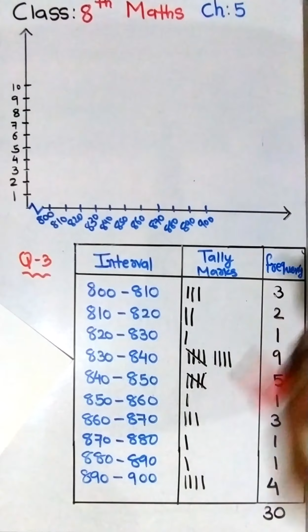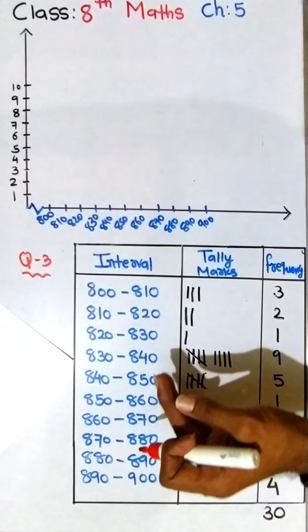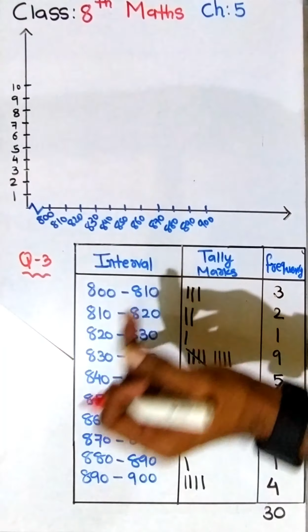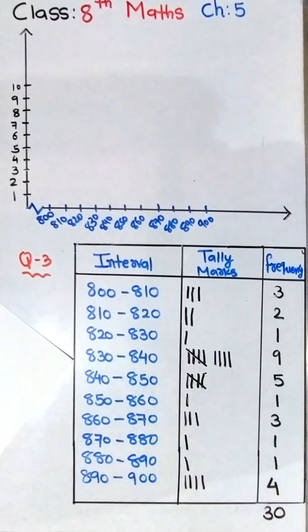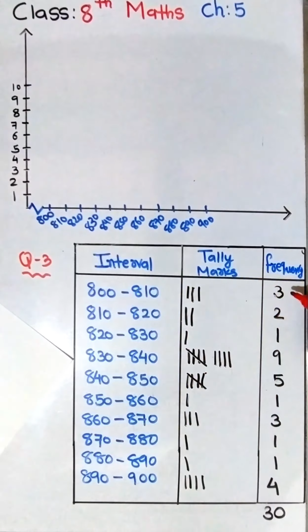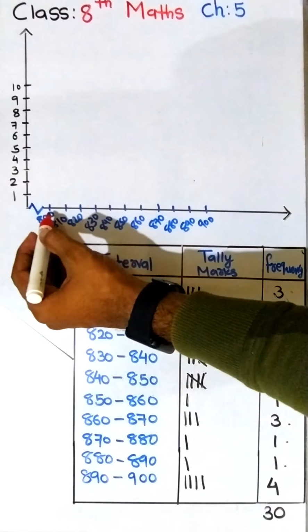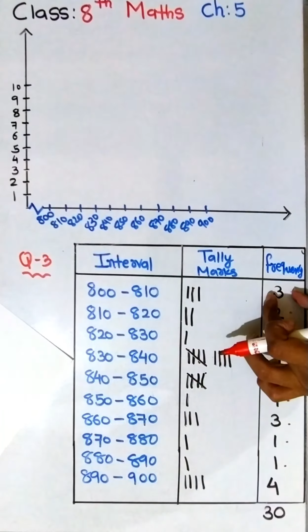First of all, a histogram is always made when the frequency distribution is continuous. You see 800, 810, 820, 830 up to 900, right? Now you see that each of the class intervals has some frequency. It is 3, 2, 1, 9, 5, 1, 3, 1, 4, 1, 1, 4. So every column like 800 to 810 will have 3 as the frequency.